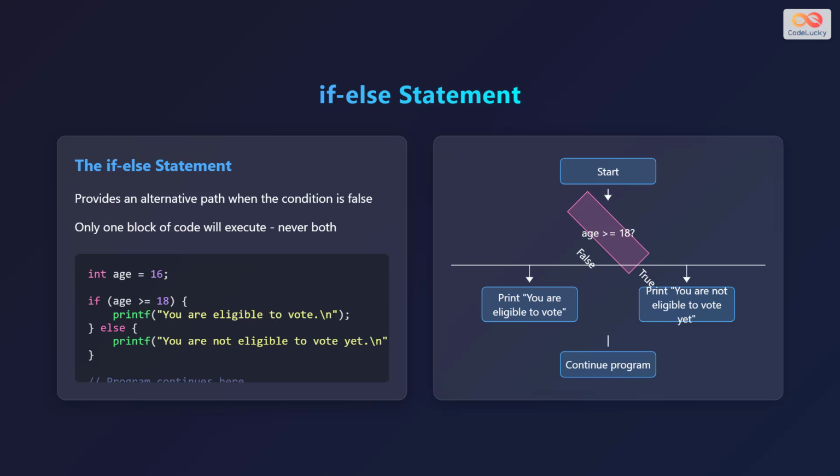On the right side, there is a flow diagram. First, the program starts. Then it checks, is age greater than or equal to 18? If yes, it prints, "You are eligible to vote," then continues the program. If no, it prints, "You are not eligible to vote yet," then continues the program.